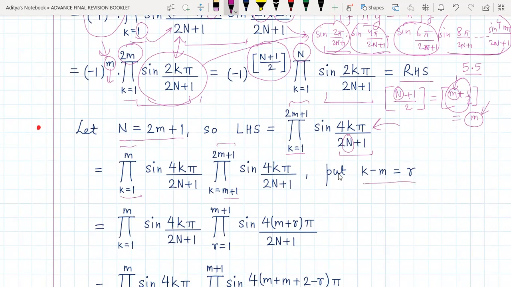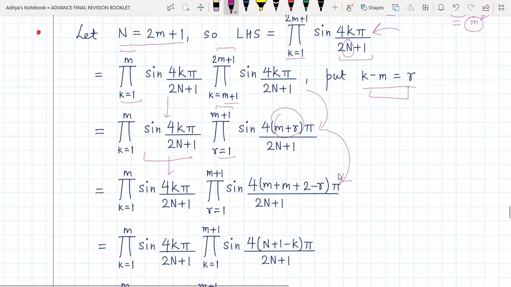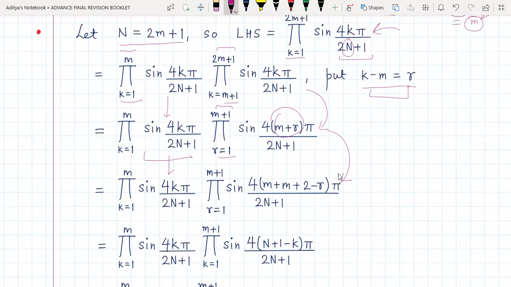Now once again the same substitution comes into effect. K minus m we put as r, and what are we getting? This remains unaffected, this is as it is. The only change that is being done is in this right hand product. So clearly k would be replaced by m plus r due to this substitution, and r would obviously range from 1 to m plus 1. And then we are basically applying King's property once again here.